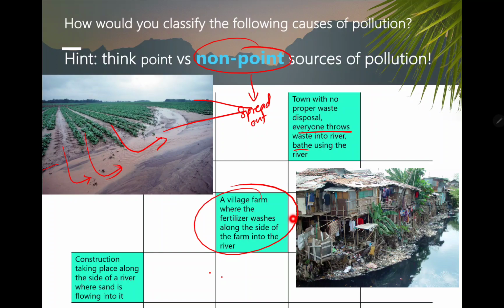Or construction taking place along the side of a river. Again, the entire side of the river, all of them getting polluted from that point onwards. So it's not really point source of pollution because the entire project is causing pollution.